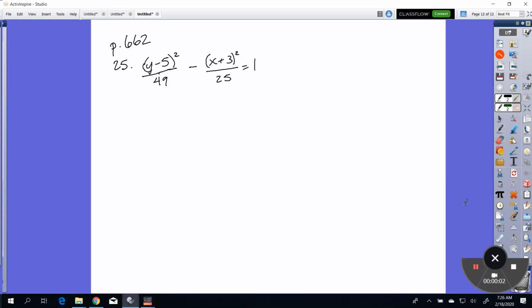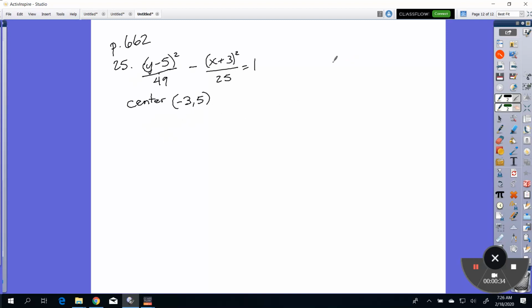So you know this is a hyperbola, not an ellipse, because it has a minus, right? I call it the center, but it's really not the center. I guess they call it center still. So the center is where? Negative 3, 5. Make sure you get them right. The x goes with the x and the y goes with the y. So that's the center.